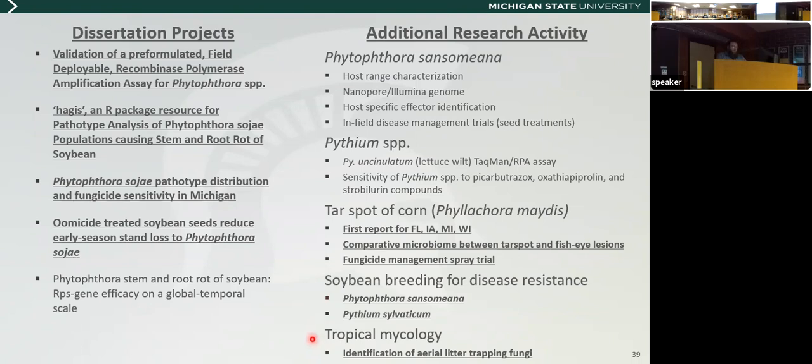And last but certainly not least, I have some experience in tropical mycology with Dr. Kathy Aime here. I was lucky enough to go with her to Guyana and collect aerial litter-trapping fungi. These are fungi that live in the canopy of the rainforest and trap litter as it falls to the understory, and they colonize it and degrade it. It's essentially like a second layer of degradation going on separate from the understory. Anything that's in bold and underlined is published and you can find online.